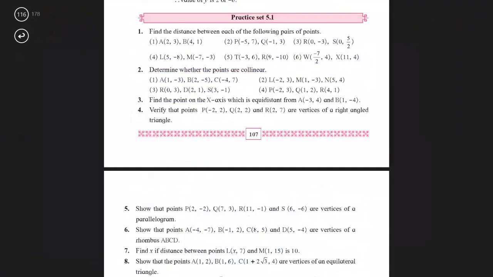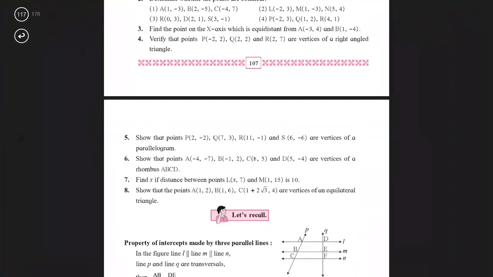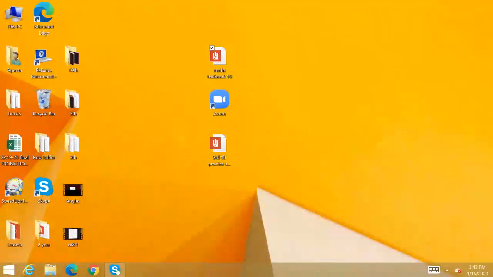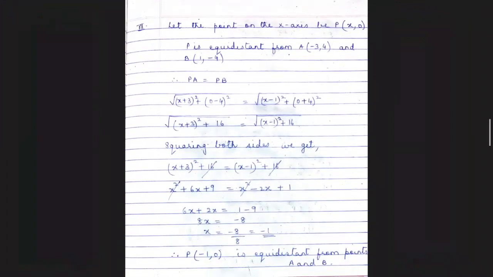They are very simple. Question number 3. Find a point on the x-axis which is equidistant from the 2 points A and B. Coordinates are -3, 4 and 1, -4. Now the only clue that is given here is the point lies on the x-axis. So children, do you remember, if a point lies on the x-axis, what are the coordinates of such a point? It will be x, 0. Every point which lies on the x-axis will have the x coordinate, but the y coordinate will be 0. So since we don't know what the x coordinate is, let's assume it as x. And the y coordinate, of course, is 0.